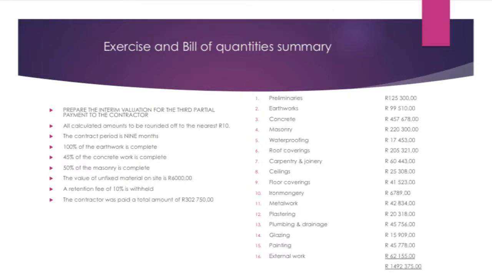Moving to the exercise, all the calculated amounts should be rounded to the nearest 10 rand. In other words, we don't want to see any cents here. We will be dealing with rounding to the nearest 10 rand. And the contract period is 9 months. The project has been issued. The main contractor has the tender. The contract period is for 9 months.